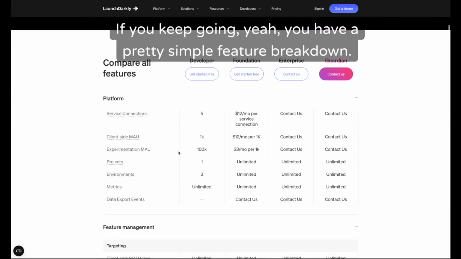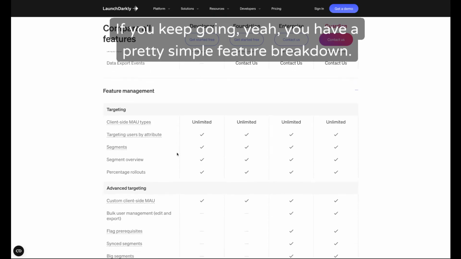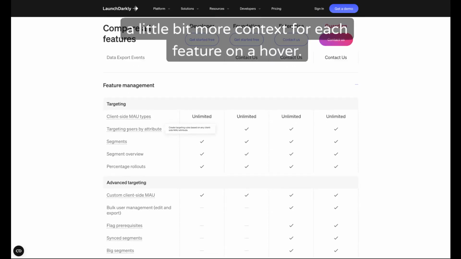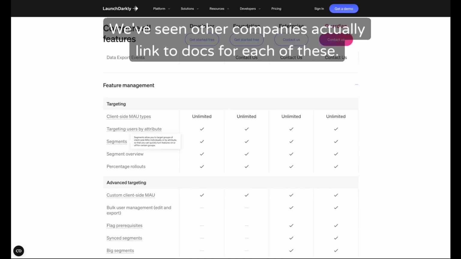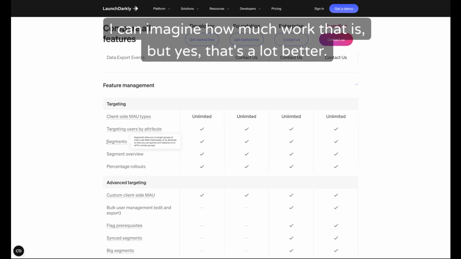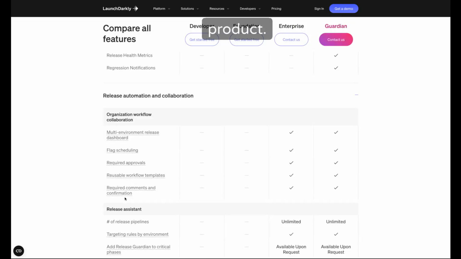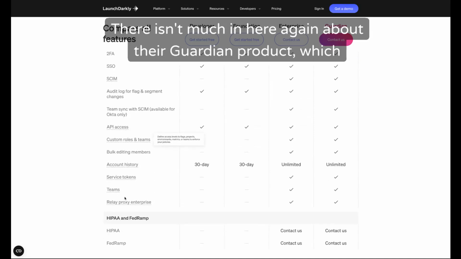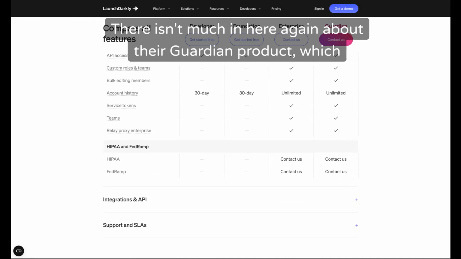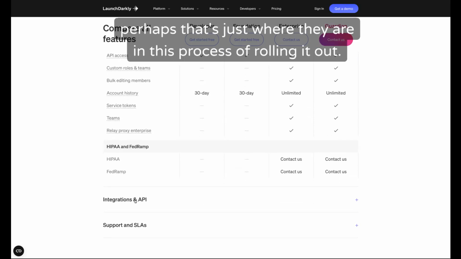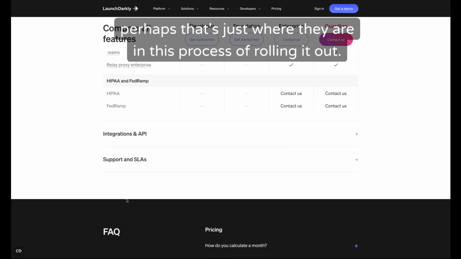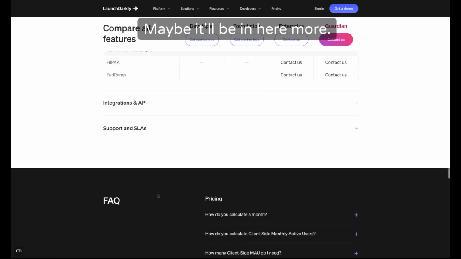If you keep going, you have a pretty simple feature breakdown. You have a little bit more context for each feature on hover. We've seen other companies actually link to docs for each of these. I think that's great. I can imagine how much work that is, but yes, that's a lot better. You've got all these different sections or different features by product. There isn't much in here, again, about their Guardian product, which perhaps is just where they are in the process of rolling it out. Maybe it'll be in here more.